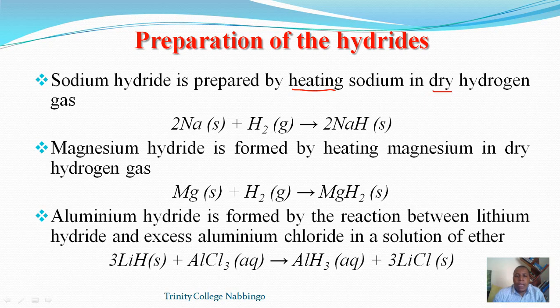For aluminium, unlike for sodium and magnesium, it can't be prepared that way. How is it prepared? Aluminium hydride is prepared by the reaction between lithium hydride and excess aluminium chloride in a solution of ether. So here I will describe that reaction. Lithium hydride reacts with aluminium chloride to form aluminium hydride and lithium chloride. So that's how we prepare our aluminium hydride, because our focus is on the preparation of aluminium hydride.